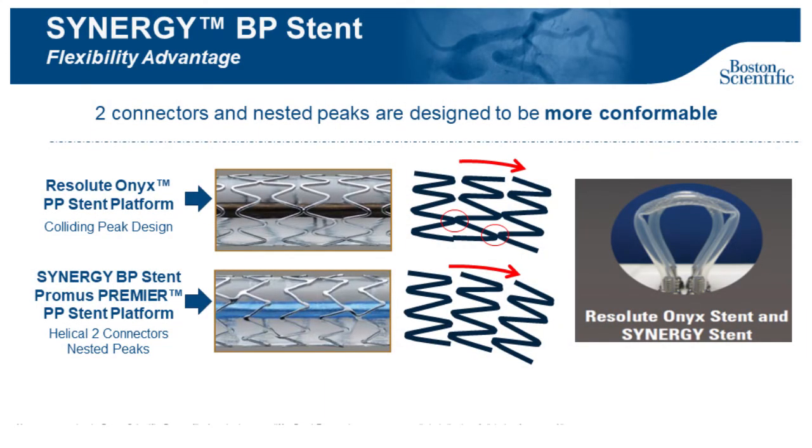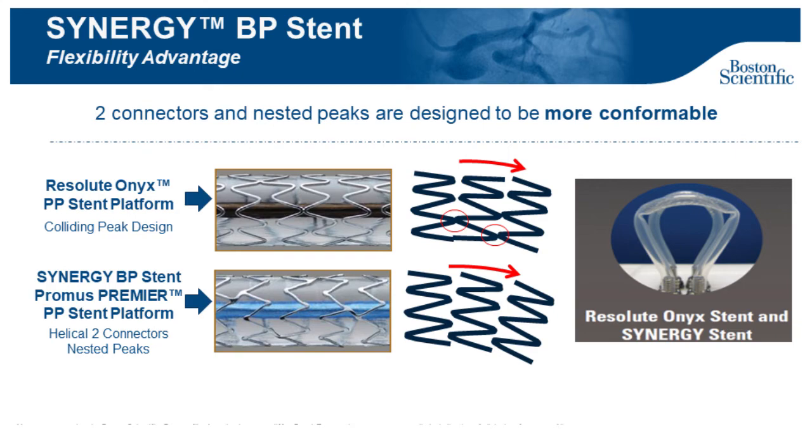If you look at the images on the left, you will see that if you look carefully at the stent geometry on the Resolute Onyx, you will see the peaks of these stents actually are perfectly in alignment. If you look at the Synergy pattern right below that, you will see that one peak nests inside of the other peak. We call this nested peaks. The difference here is if you look at the two drawings in the center of the slide, you will see that as you start putting a stent around a bend, with the Onyx, the peaks start to collide on the inside of the bend, and therefore it becomes stiffer as you start to bend it.